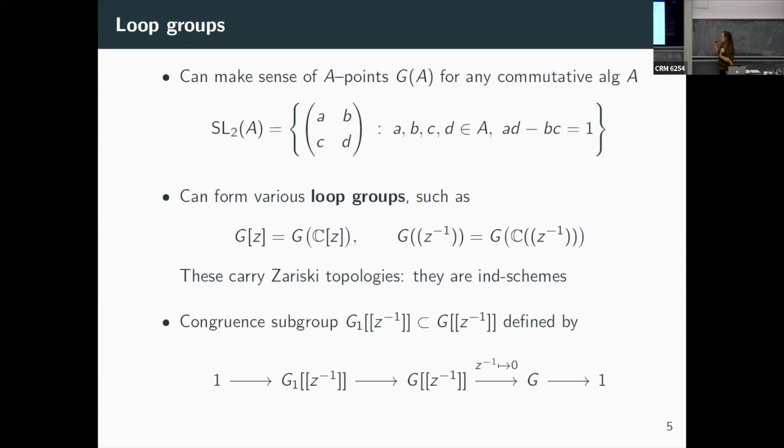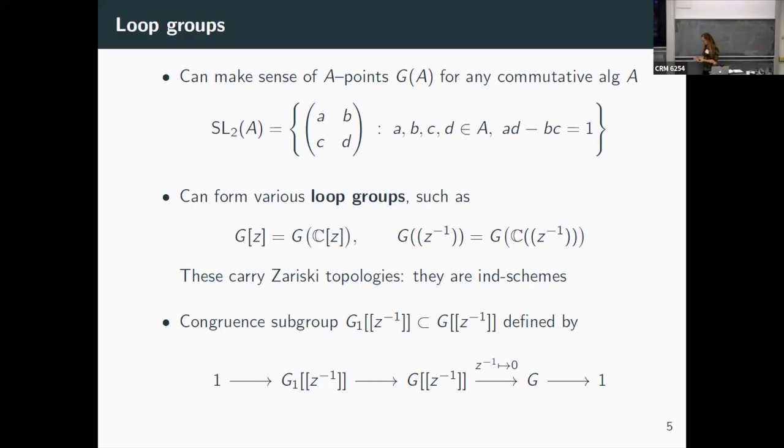Finally, just a little piece of notation. If I had an algebraic group G, we can define a congruent subgroup. We're starting with power series in a variable z inverse. If you take this variable z inverse and set it to 0, or you could say that z is going to infinity, that defines a map to G itself, like to C. And I just want the things that are in the kernel. That's what I'm going to denote by G1 z inverse.